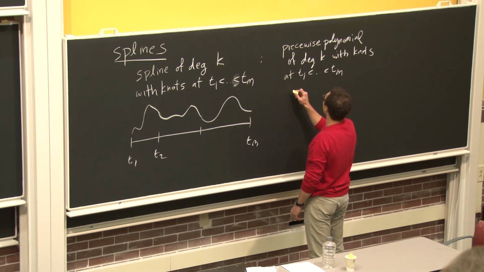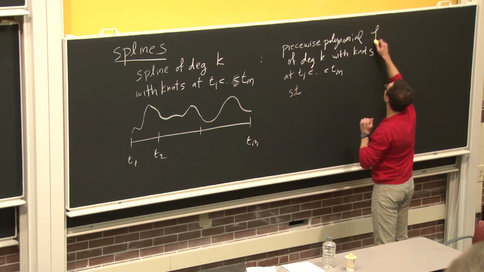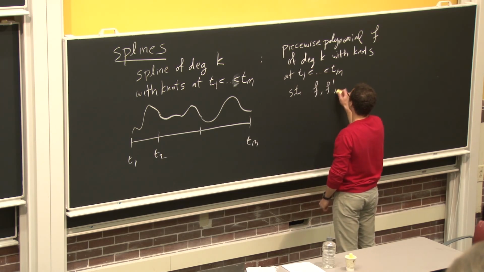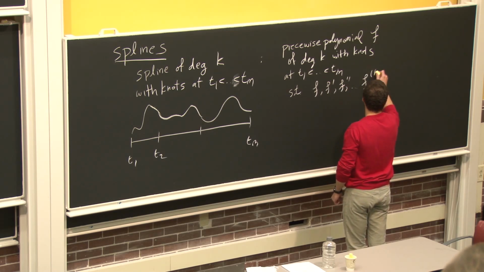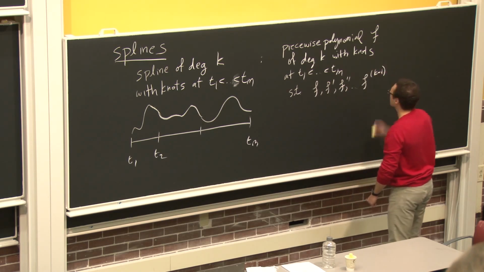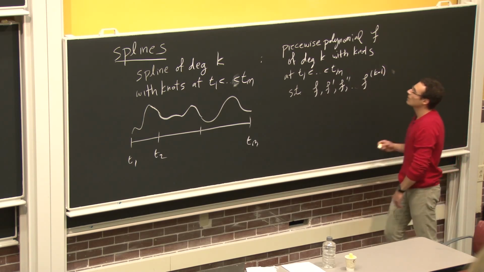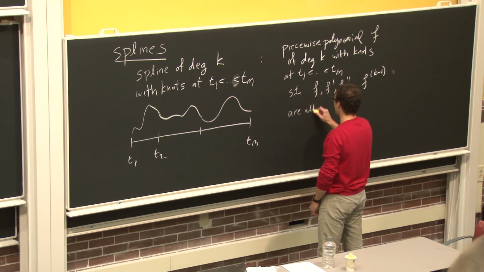So let's just call this f. f itself, f prime, f double prime, all the way up through f to the k minus 1, the k minus first derivative, these are all continuous functions.